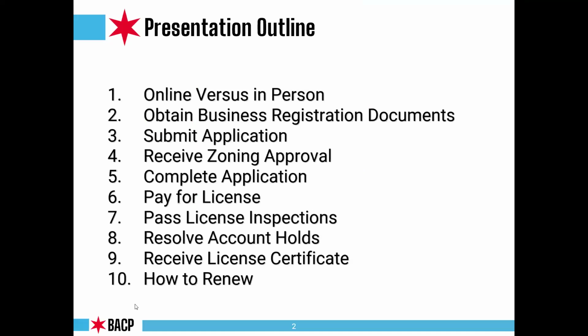We will cover what that process looks like if you choose to pursue your license online versus in person, documents needed for your application, information that you will need to furnish, steps to receiving zoning approval, the application completion process once zoning has been approved, paying for your license, inspections your business may undergo as part of the application process, holds that may prevent license issuance, and finally, receiving your business license. We will also give insight into how to renew your license when that time comes.